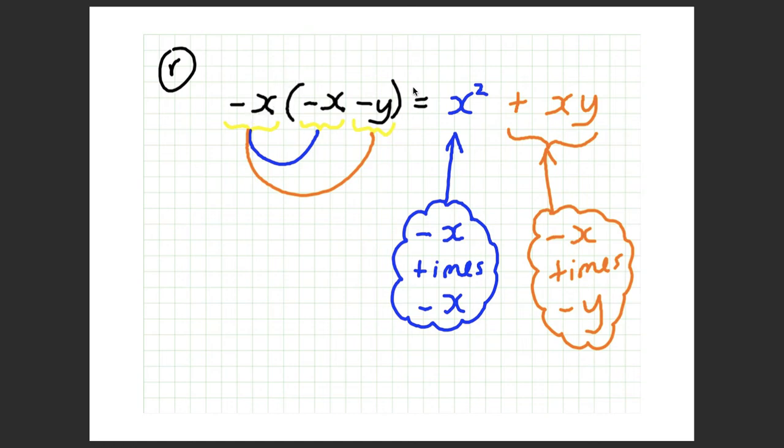Minus x times brackets minus x times minus y, and all of these minuses belong to the things that follow them, which is why they're bracketed together like that. So I'm doing minus x times minus x to give me x squared, and minus x times minus y to give me xy. X times y on its own would just give me xy, but then it's a minus and then times another minus, which makes it plus again. So minus x times minus y makes the same as x times y.